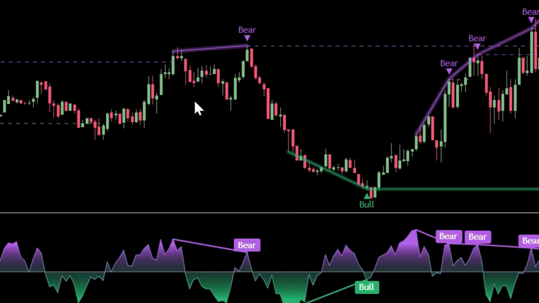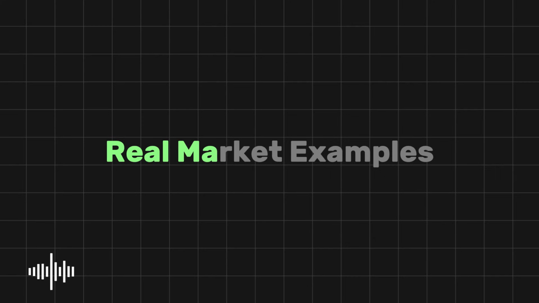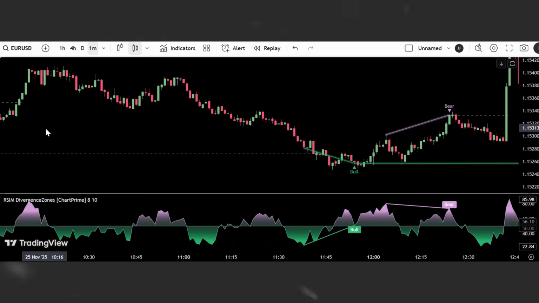Next, wait for confirmation. Look for a bearish price action pattern inside the zone, such as a shooting star or bearish engulfing candle. Once the confirmation candle closes, you can enter your short trade. Following this method keeps your scalp trades precise and helps you avoid emotional entries, making your trading faster and more accurate.